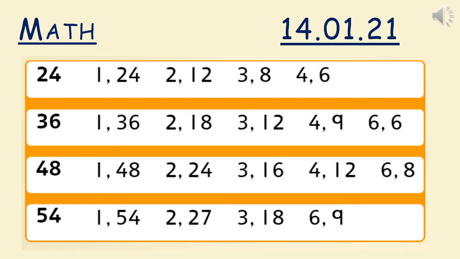For 36, we have 1 and 36, 2 and 18, 3 and 12, 4 and 9, and 6 and 6. For 48, we have 1 and 48, 2 and 24, 3 and 16, 4 and 12, and 6 and 8. And finally, for 54, we have 1 and 54, 2 and 27, 3 and 18, 6 and 9. Make sure you add any pairs of factors that you missed to your lists.